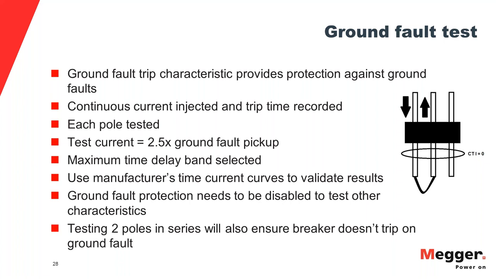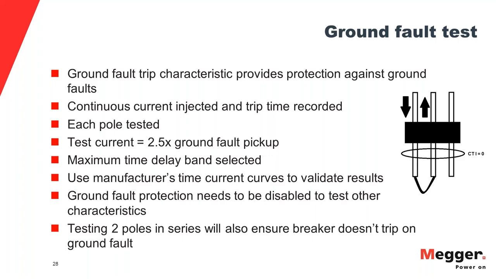If you don't have the ability to disable the ground fault protection on the trip unit, you can run the other tests by connecting the two poles in series, as shown in the figure. When you connect in this manner, the currents that flow through the two adjacent poles are in opposing directions, and the resultant current measured by the ground fault CT is zero. So the breaker doesn't trip on ground fault.